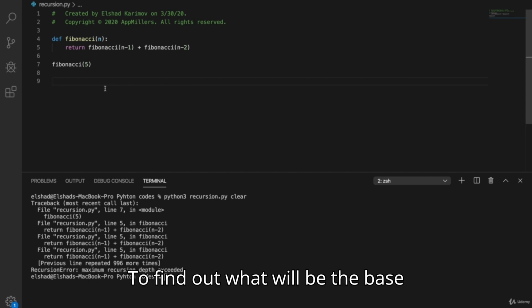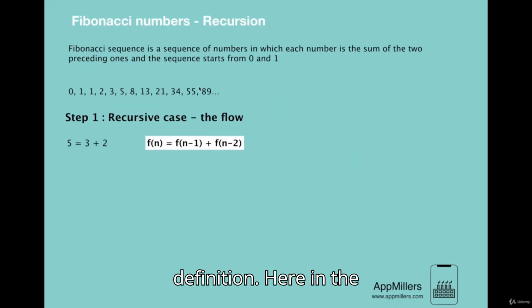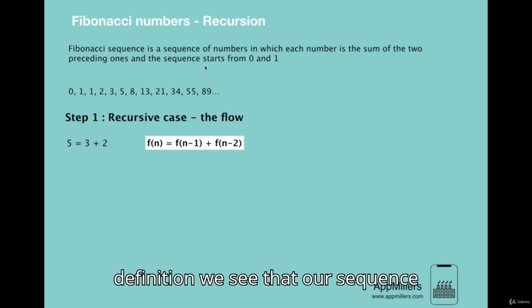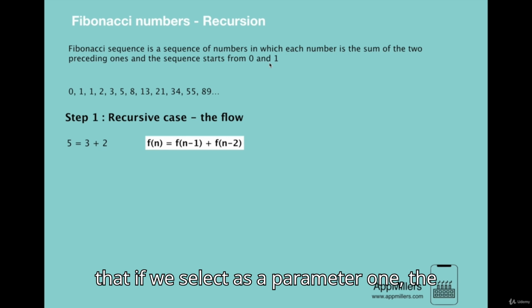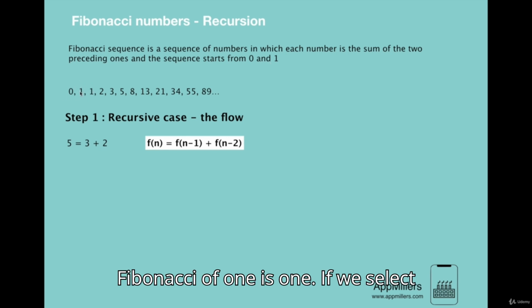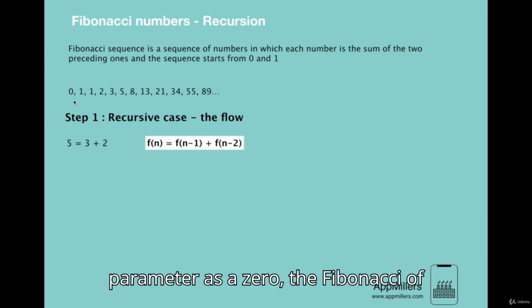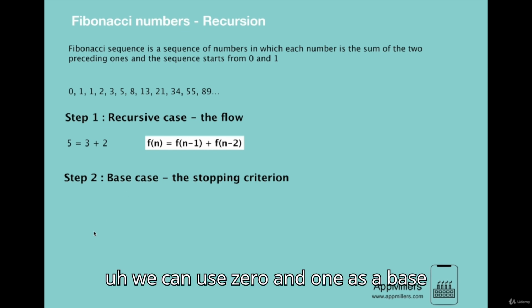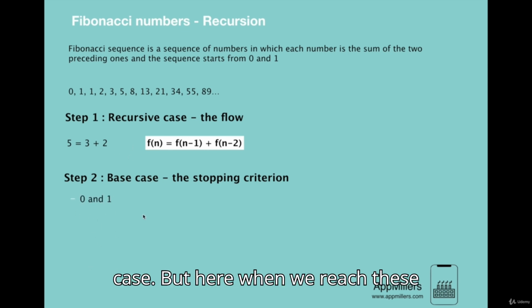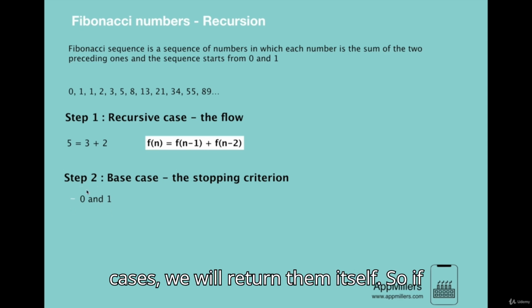So how can you define the base condition for each method? To find out what the base condition will be, let's go back to our definition. Here in the definition we see that our sequence starts from 0 and 1. So if we select 1 as a parameter, the Fibonacci of 1 is 1. If we select 0 as a parameter, the Fibonacci of 0 will be 0. This means that we can use 0 and 1 as base cases. When we reach these cases, we will return them as they are.